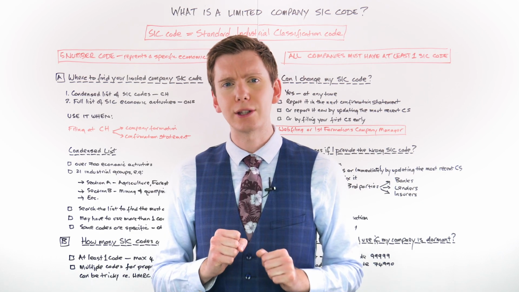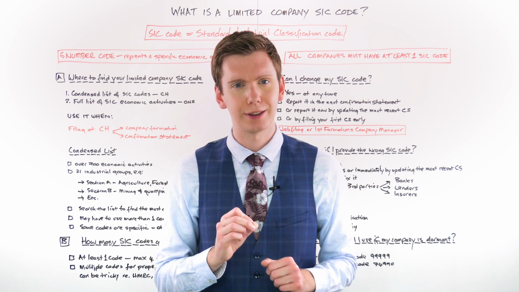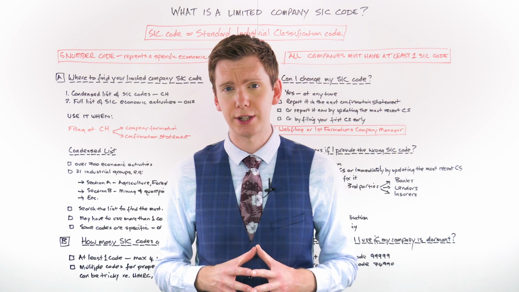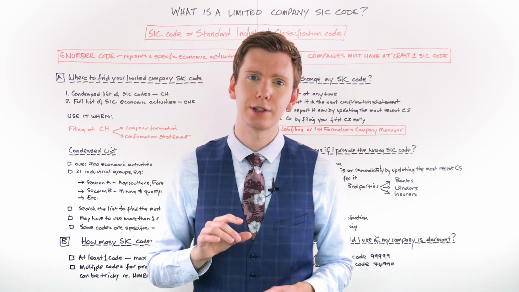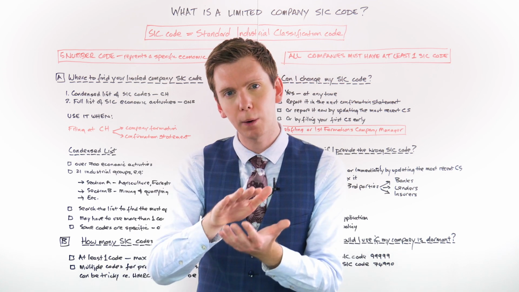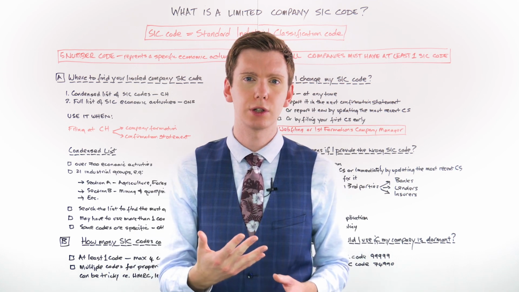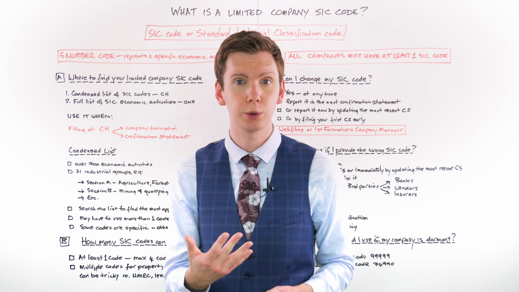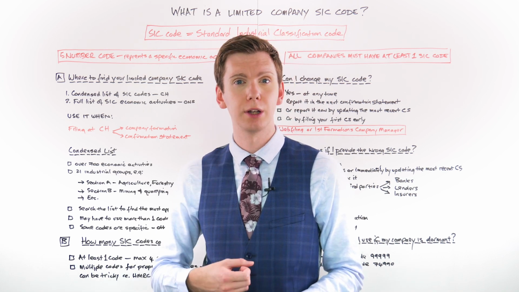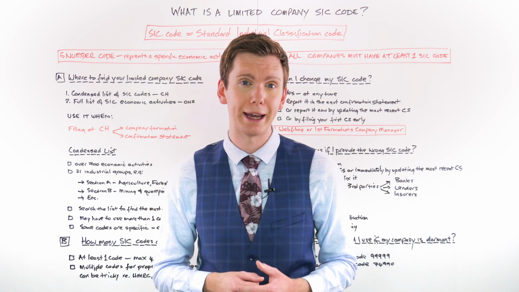So to start with, let's talk about where you can find the SIC codes for your company. Now you can find the available SIC codes on the condensed list of SIC codes directly from Companies House. Now this is a compact version of the full list of UK Standard Industrial Classifications of Economic Activities published in 2007, which is available directly from the ONS.